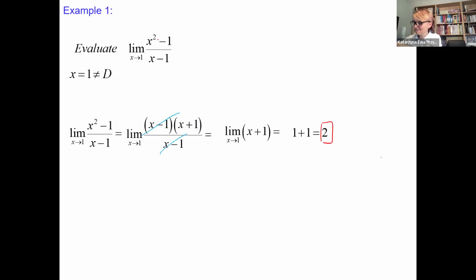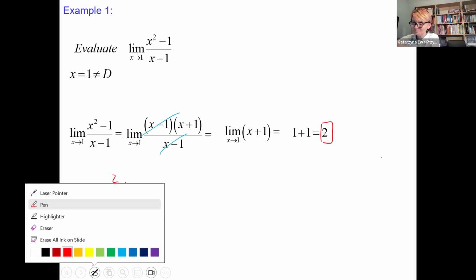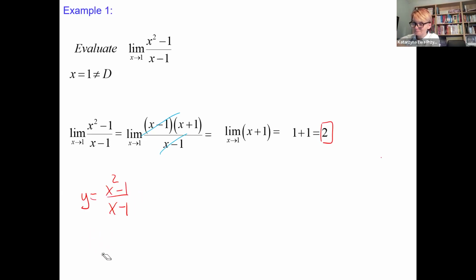The original function was x squared minus 1 over x minus 1. It's not defined at 1. We do not have the value. That means that 2 is not the value. We did simplify, so we simplify to this function. That means the original is not defined at 1.